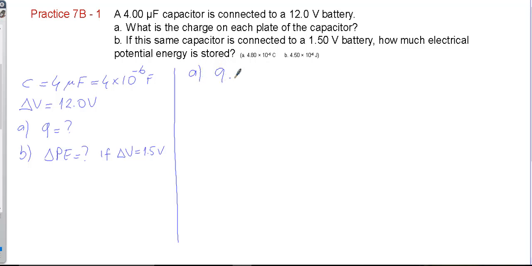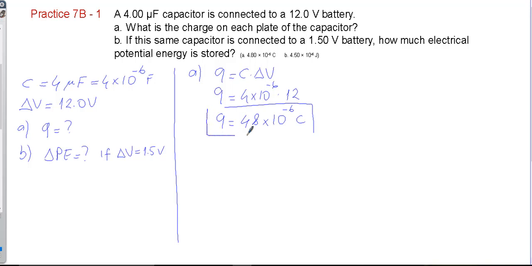Q is equal to C delta V, as we know. Then charge is equal to, C is given 4×10^-6, multiplied by the potential, 12 volt. Then the charge will be 48×10^-6 coulomb. We get the charge. Then, what is wanted in question B?